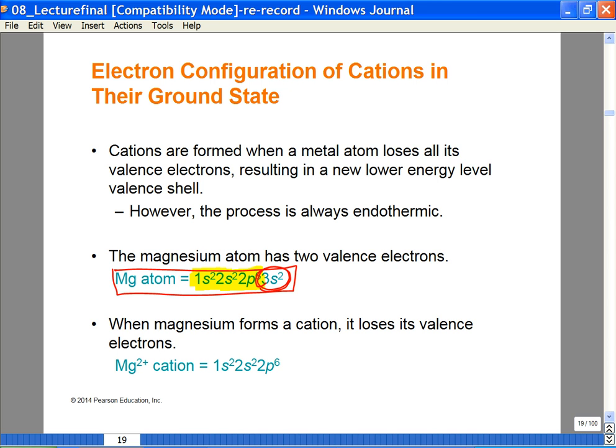Forming a magnesium 2+ cation. This 2+ simply means that these are the 2 electrons that were removed, and therefore we ended up generating a 2+ charge.